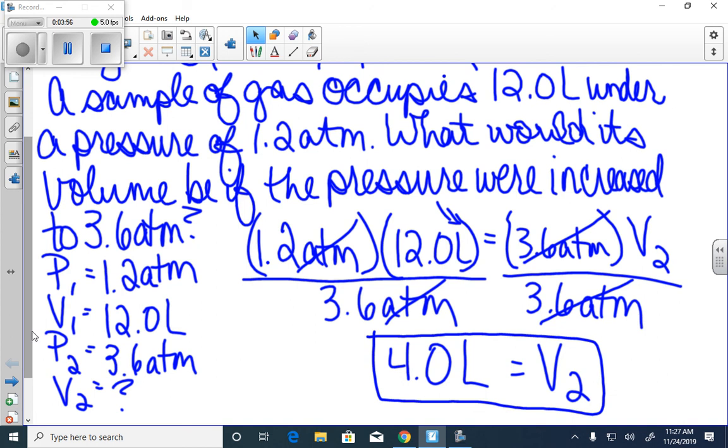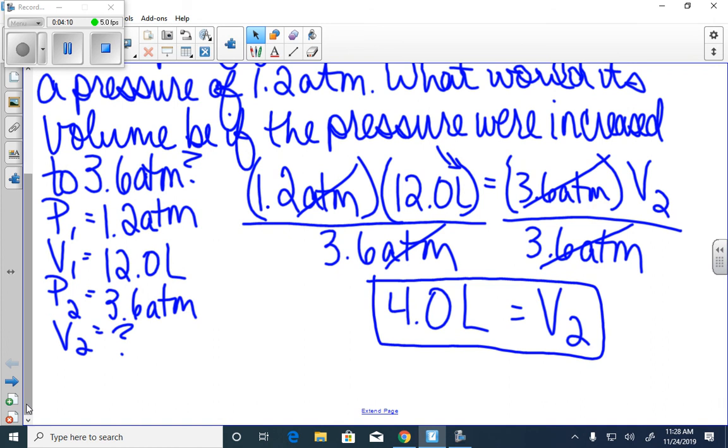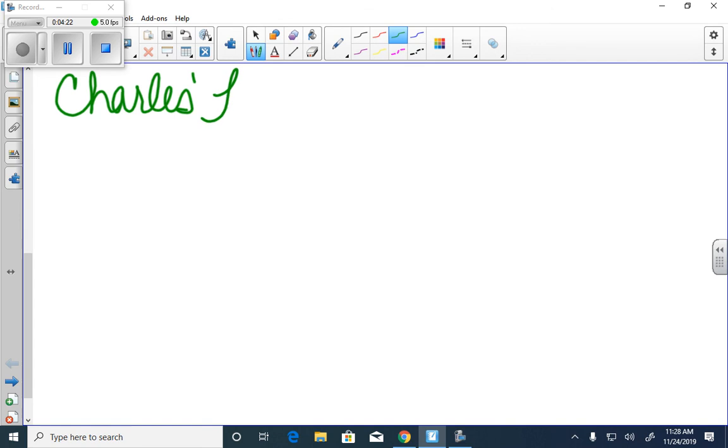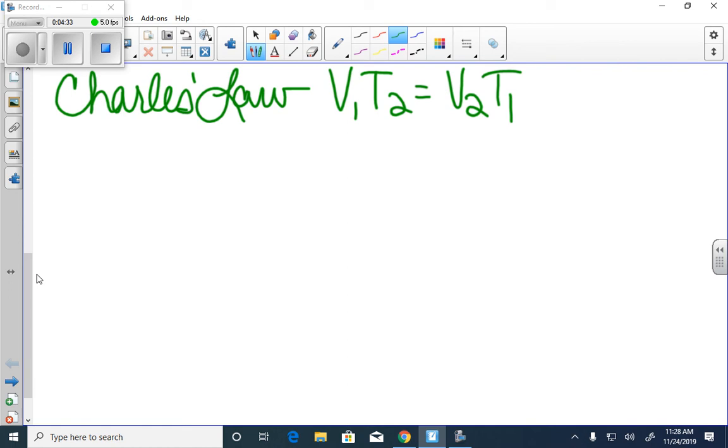Okay, I'll give you just a little bit there to make sure you got it written down, and then we're going to move on to our next one, which is Charles. If you look at your formula sheet, Charles is V1T2 equals V2T1. So volume 1 times temperature 2 equals volume 2 times temperature 1.